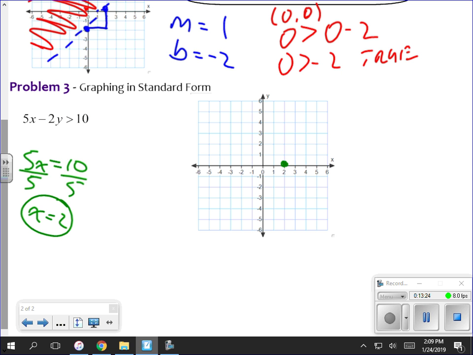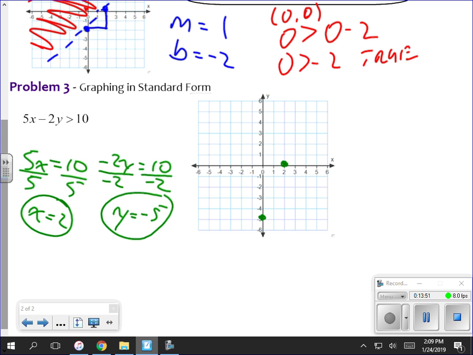Do the same thing for my y. Let x equal 0. Gives me negative 2y equals 10. Divide by negative 2. Many of you screwed this part up on one of your performance tasks. And you get y equals negative 5. Not positive 5, negative 5. So I go to negative 5 on the y-axis, and you put a dot.